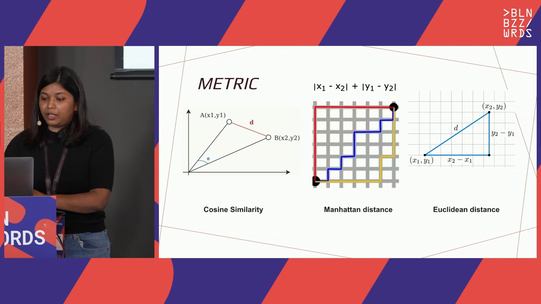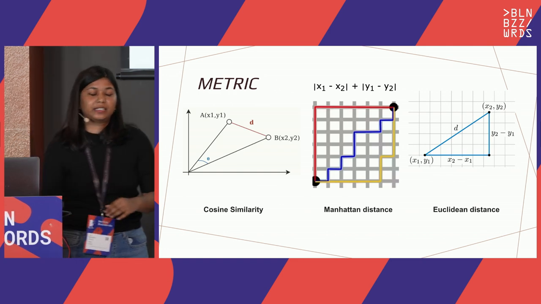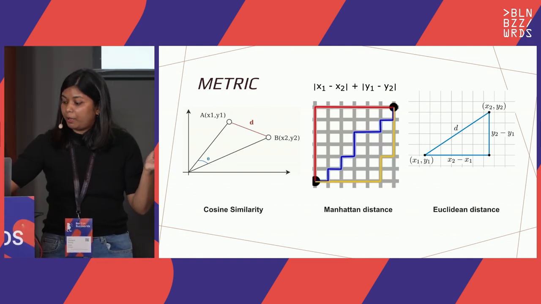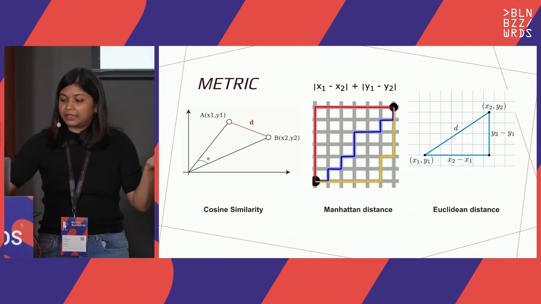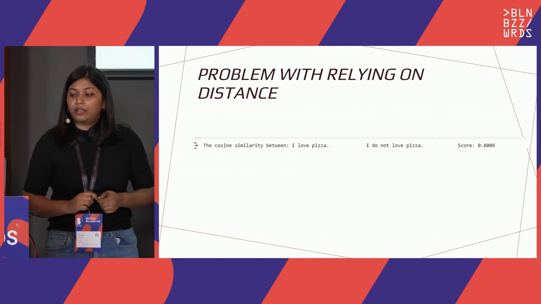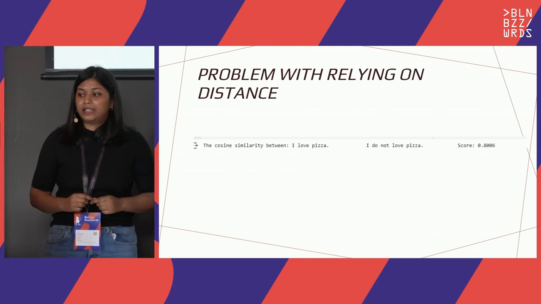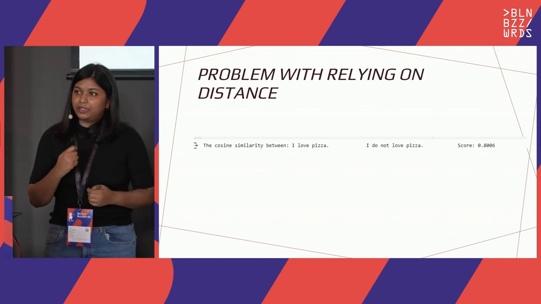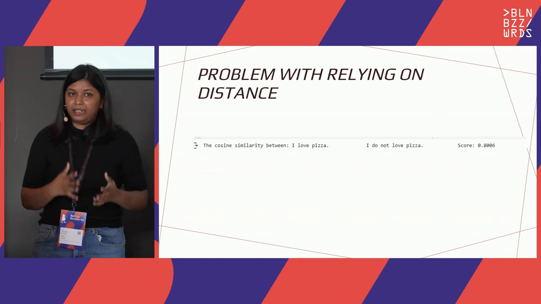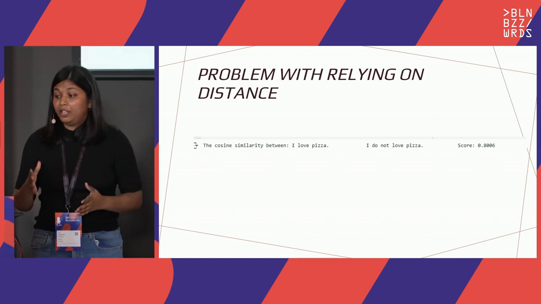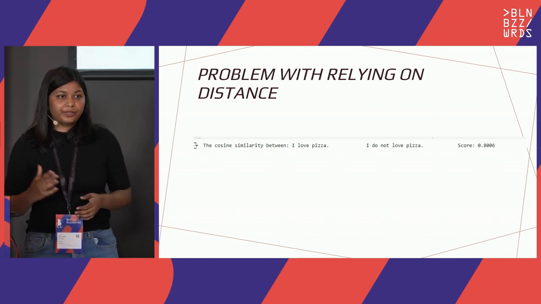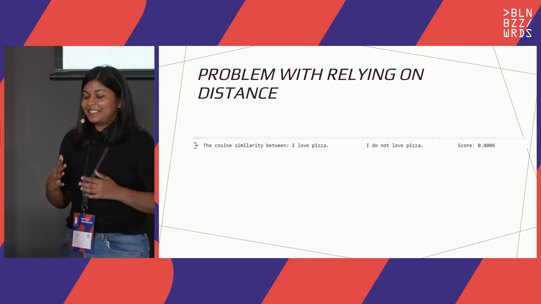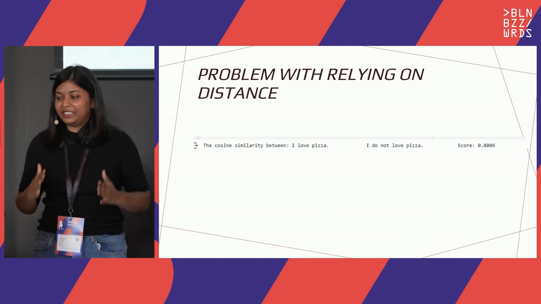But again, there are different kinds of cosine similarity which you can use to form these embeddings. But what's the problem, and why are we discussing this? The problem with relying on distances is that it can very easily fail to capture the semantics. Like, "I love pizza" and "I do not love pizza" can show you a high score, as high as 80%. And you don't have to be a linguistic expert to understand that these two sentences are totally different.